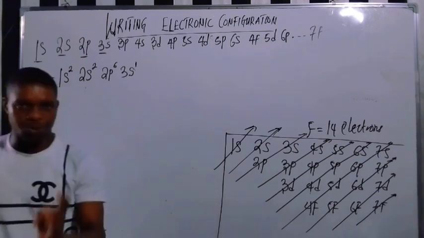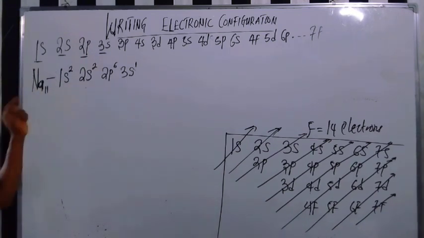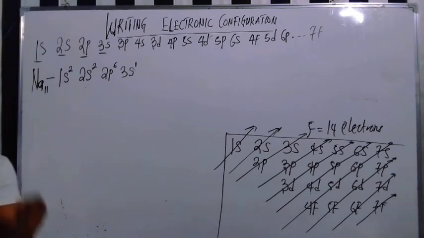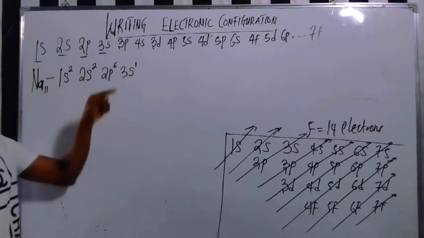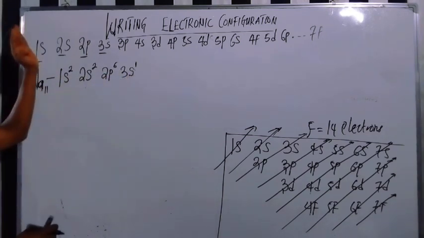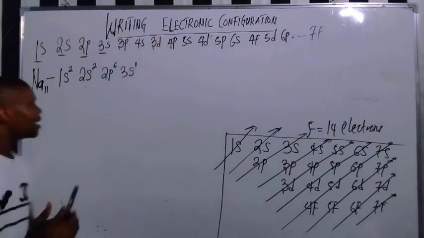So they may ask in the exam, what is the electronic configuration of sodium? And you'll be given options. First of all, you have to know the number of electrons of that element, then calculate the electrons here. But you must take it step by step.